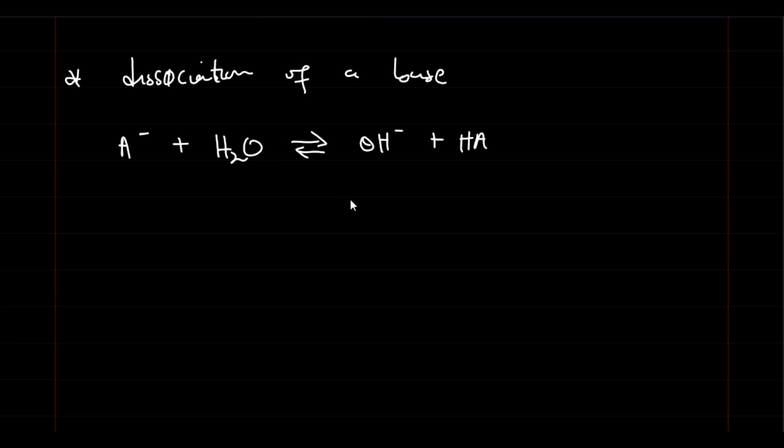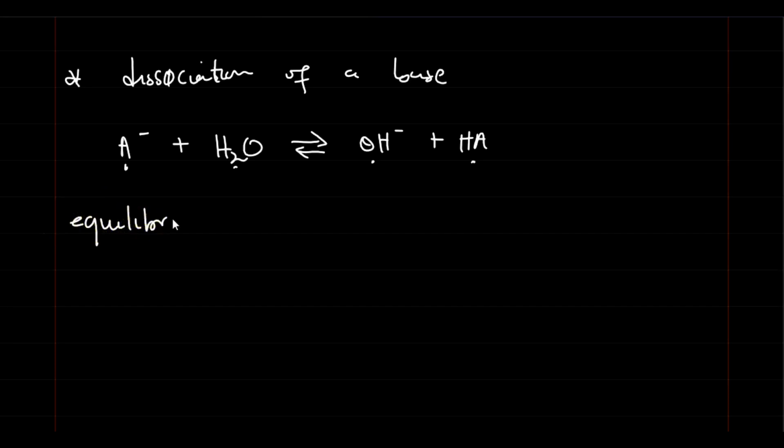So now you will check that this was a base and this was an acid, and now this is acid and this is base. So we have conjugate acid base pairs here. This one and this one are conjugate acid base pairs, and this one they are conjugate acid base pairs. Okay, so now what about the equilibrium constant of a base?